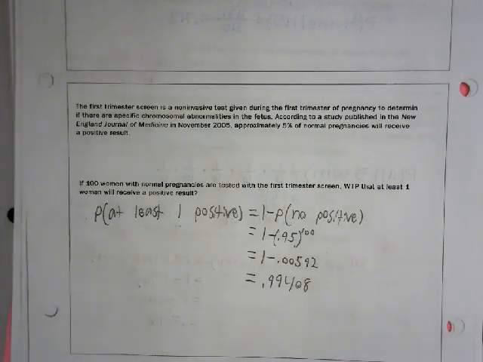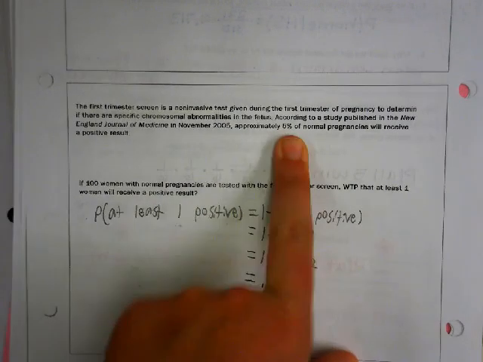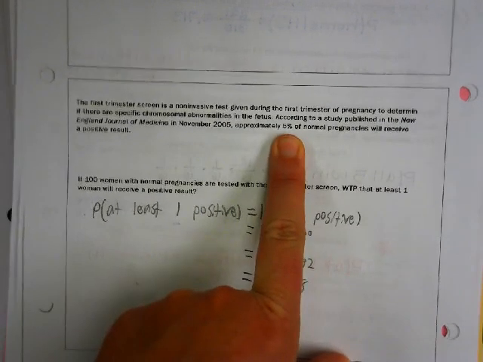This is one of those "at least one" problems. We want to figure out the probability that at least one woman receives a positive. So it's easier to figure out the probability that no women receive a positive. Positive results happen 5% of the time, which means a negative result happens 95% of the time.